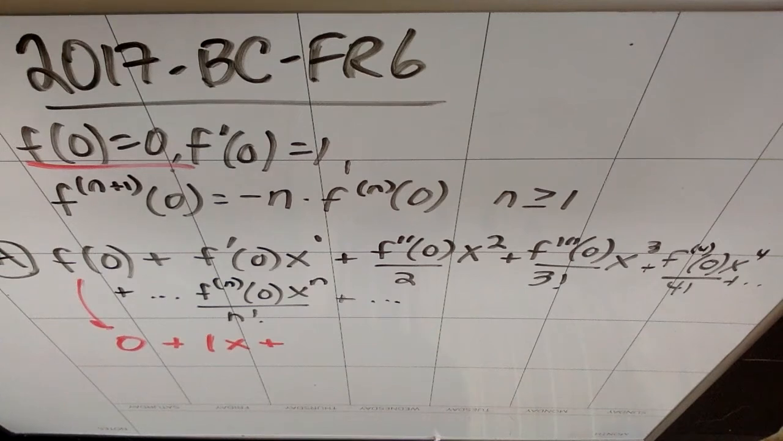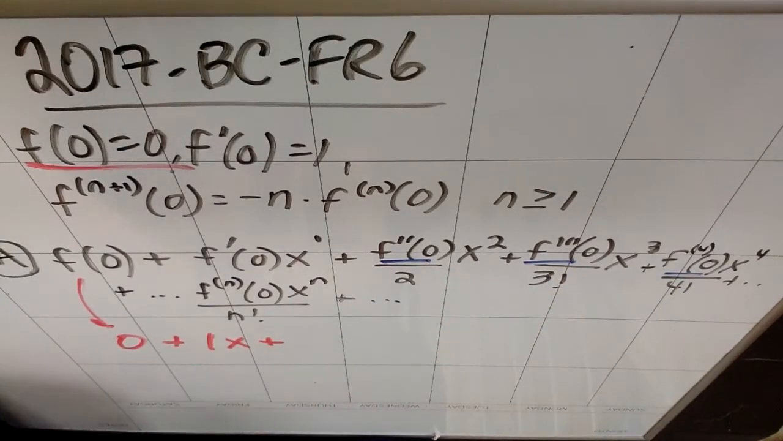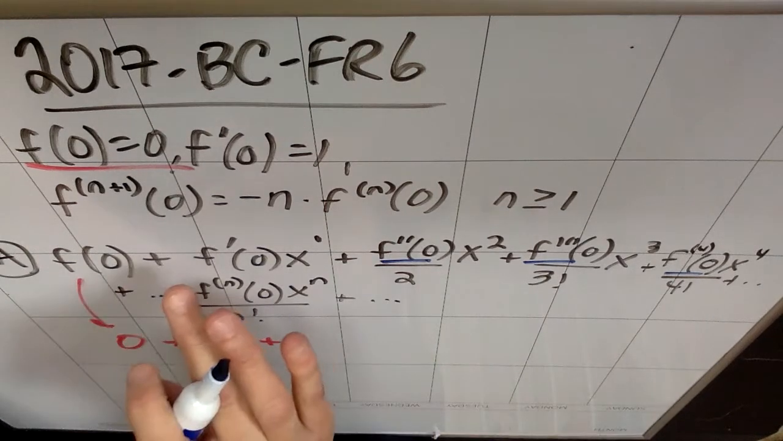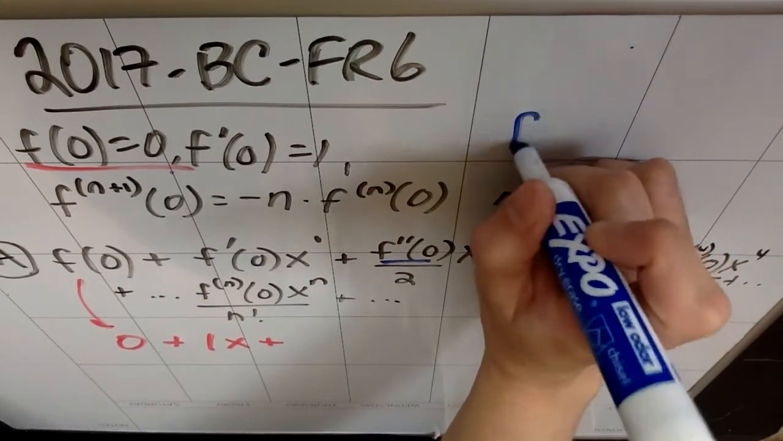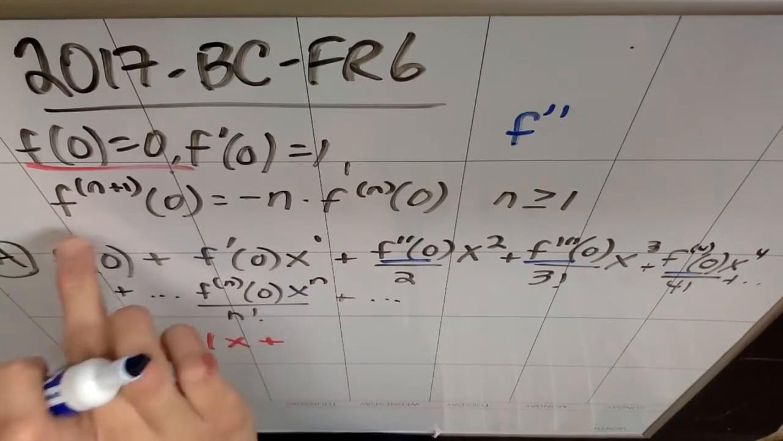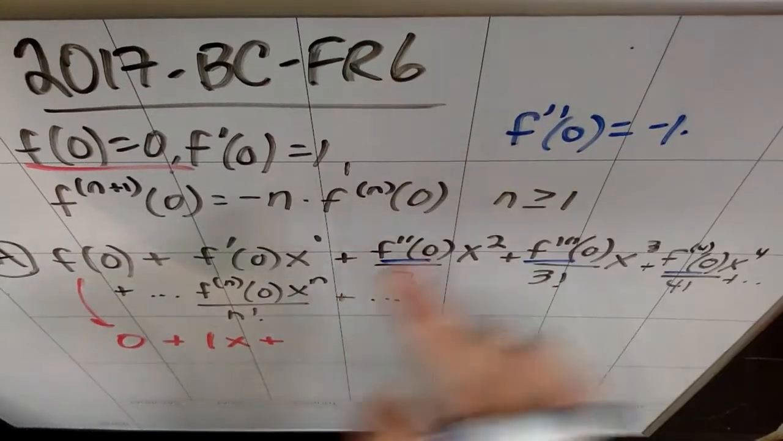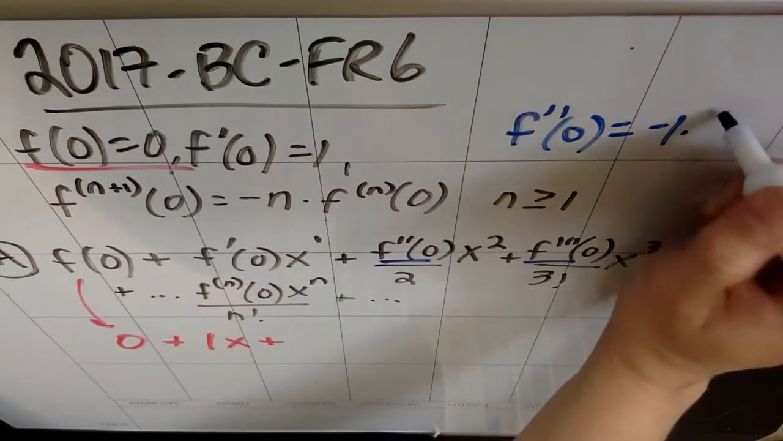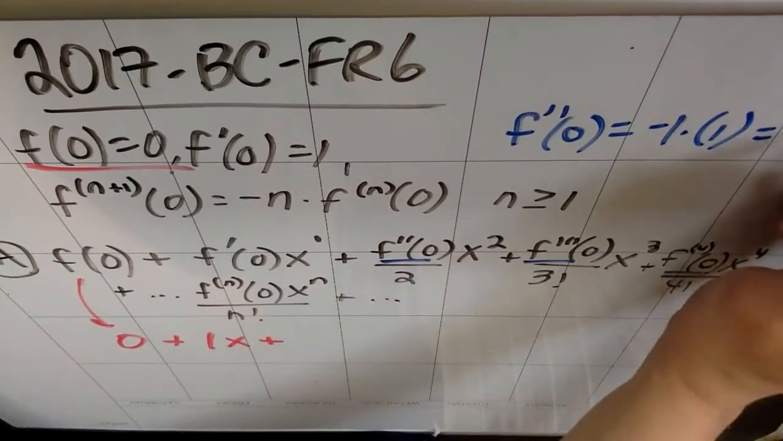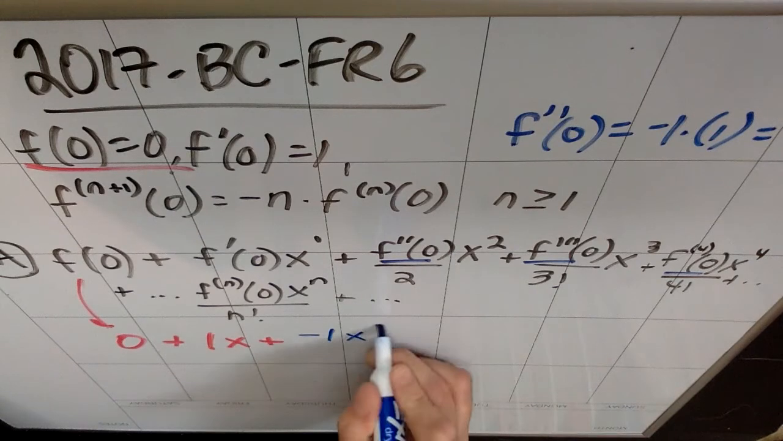I'm now going to have to do a little bit of legwork to find some other derivatives, because I specifically need the second derivative, the third derivative, and the fourth derivative. In order to get the second derivative, that's going to mean n is 1, which makes f with a 2 up here. The second derivative at 0 should make n 1, so that's a -1 times the first derivative evaluated at 0, which is a 1. So, oh, look, that's a -1. So I get that this is a -1 x squared over 2.